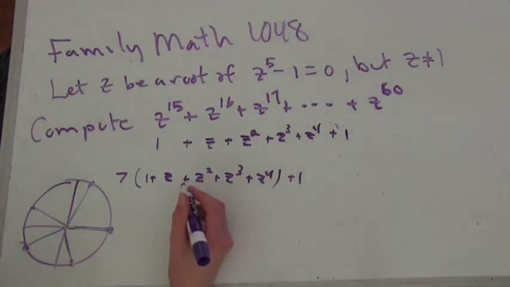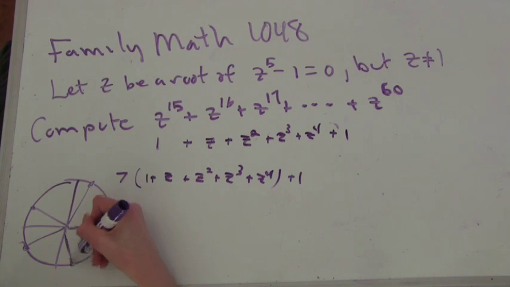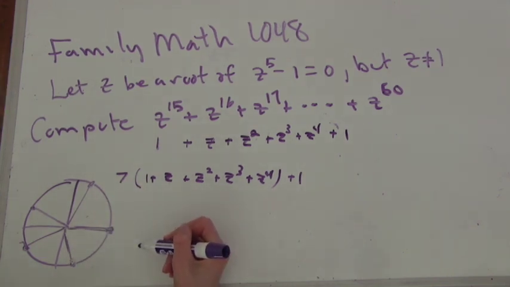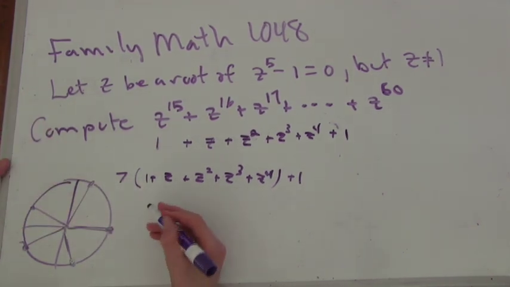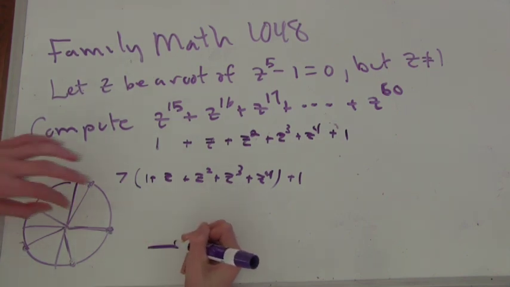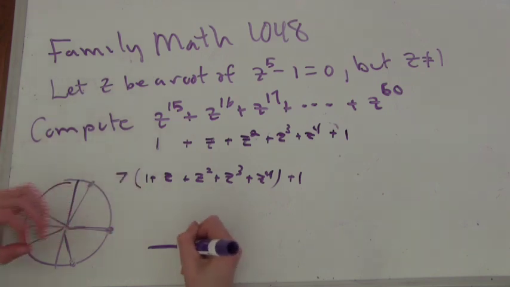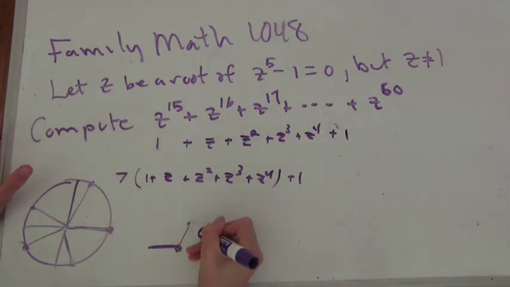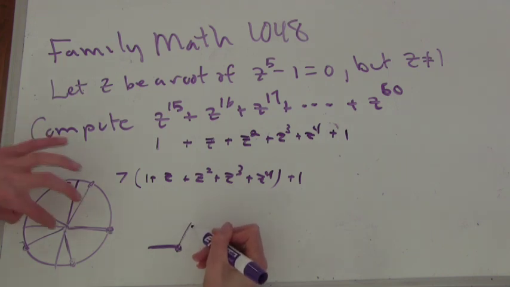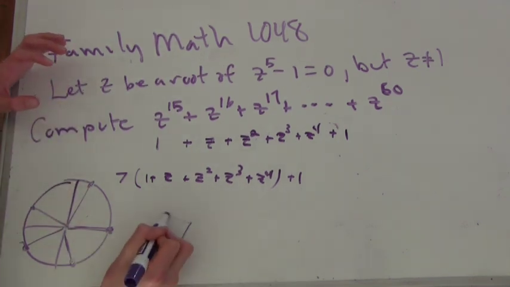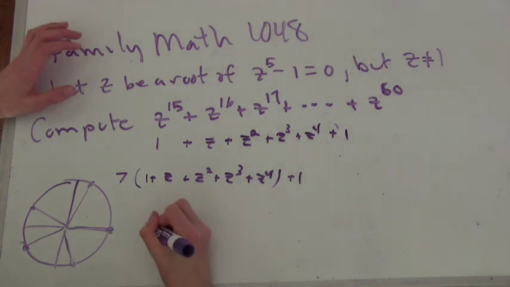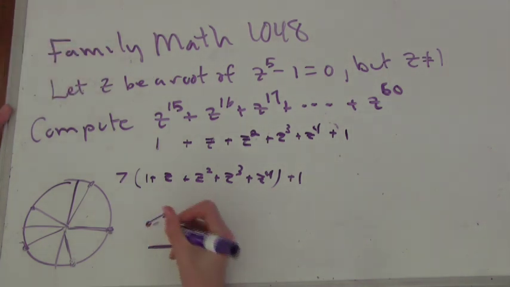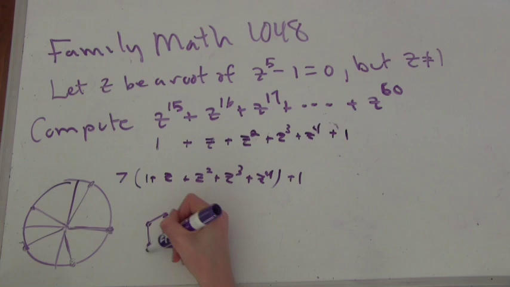And then what we can do is take them one by one. So this would represent 1. Going up, this would represent z. Across would represent z squared. Down represents z cubed, and then down again to represent z to the 4th. Okay.